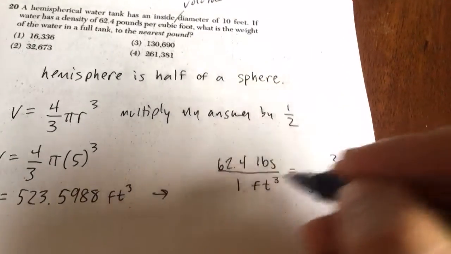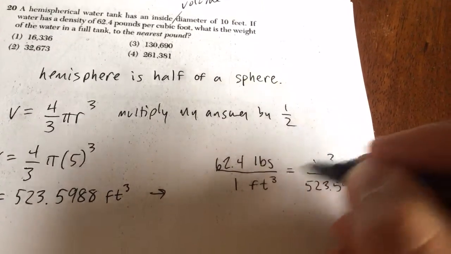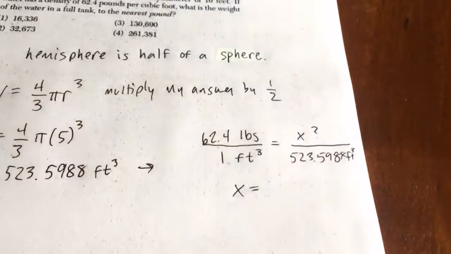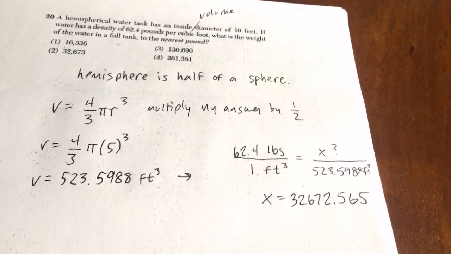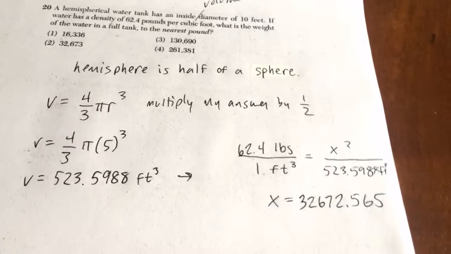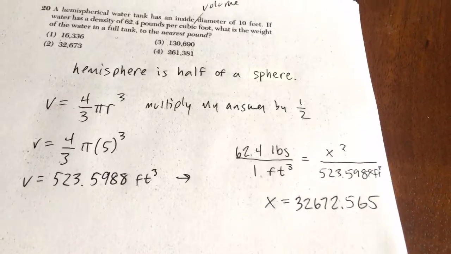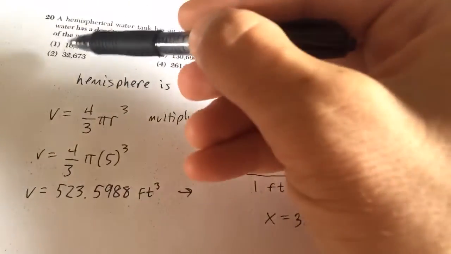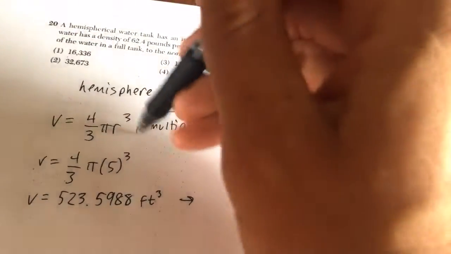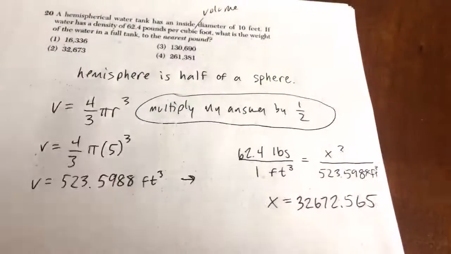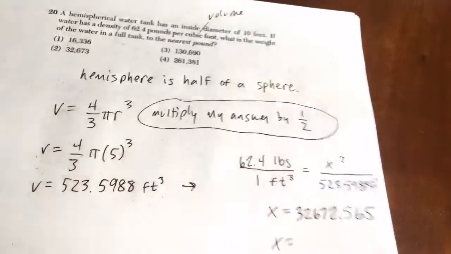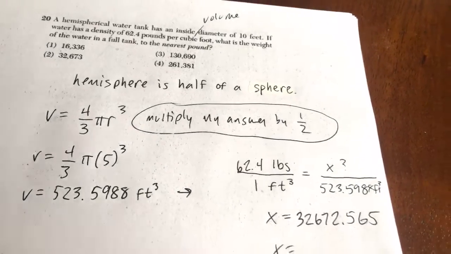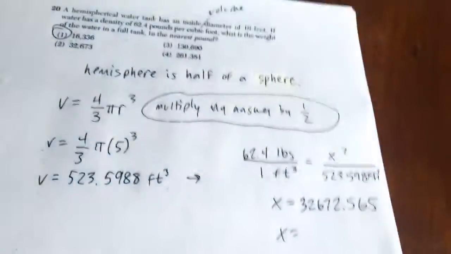So what I'm going to do is cross multiply. We'll consider this to be an x, so 1 times x is x. 62.4 times that, I get 32,672.5, which rounds to about 32,673, which is answer number 2. But remember what I said I was going to do to my answer at the very end. Half of that answer is 16,336, choice number 1.